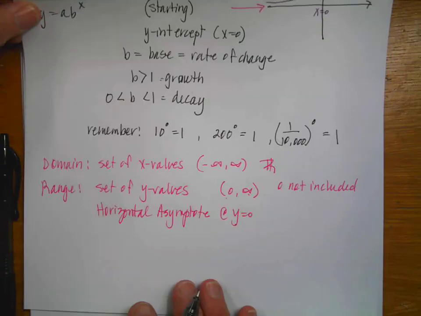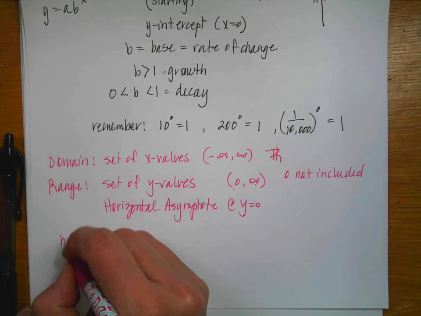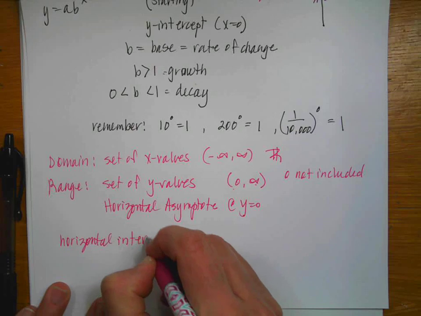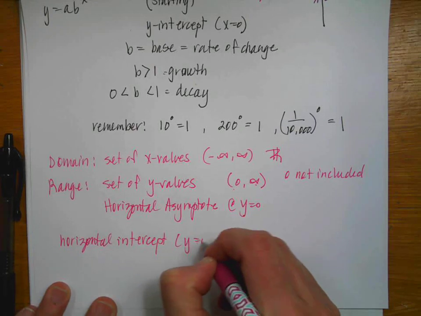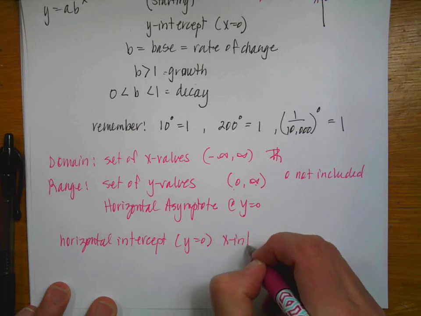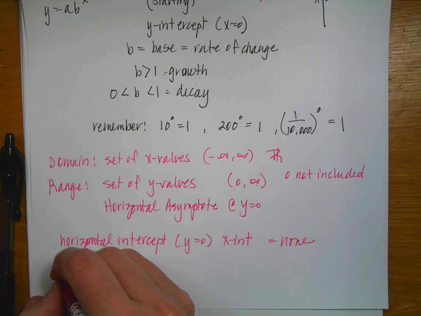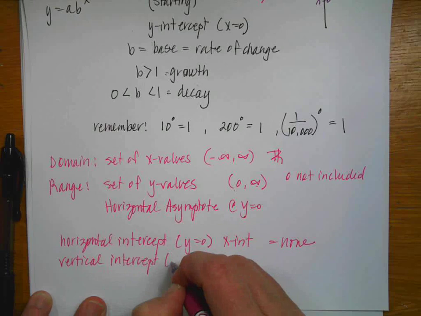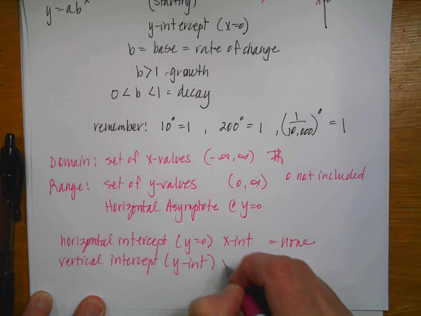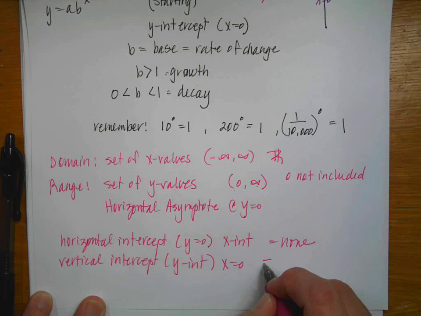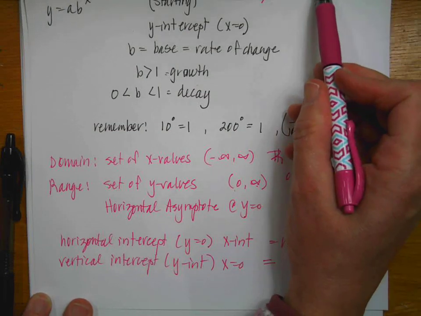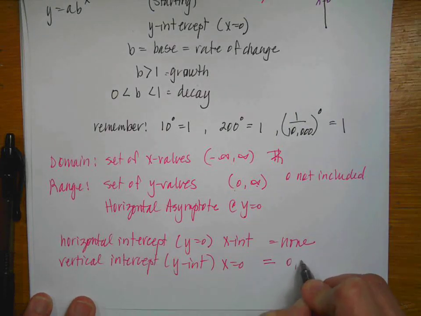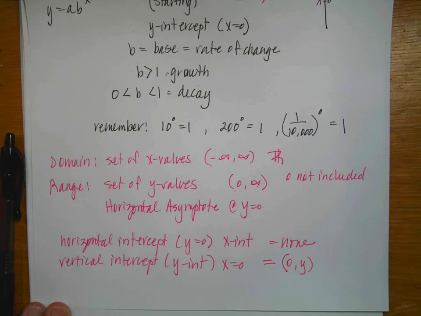I have a couple more pieces of information about our graph. The horizontal intercept. Remember that happens when y is equal to 0 because this is our x-intercept. There are none. And then our vertical intercept, which is our y-intercept, which happens when x is equal to 0, is going to be very easy to find. I'll show you how to do that on our calculator in a little bit. So that's going to be the point (0, y).